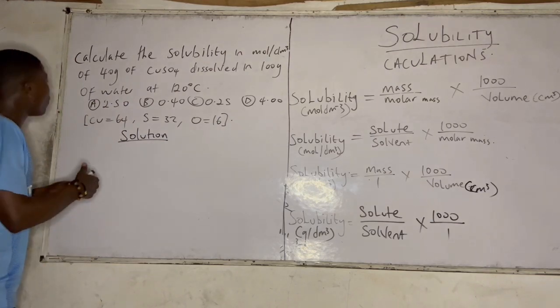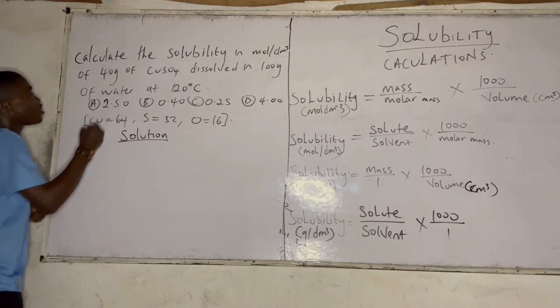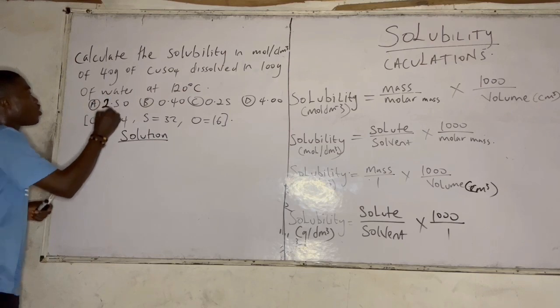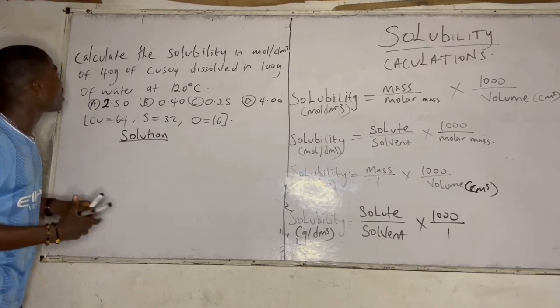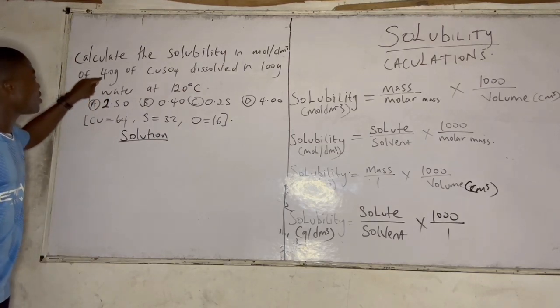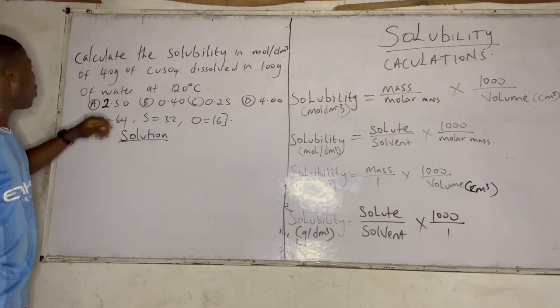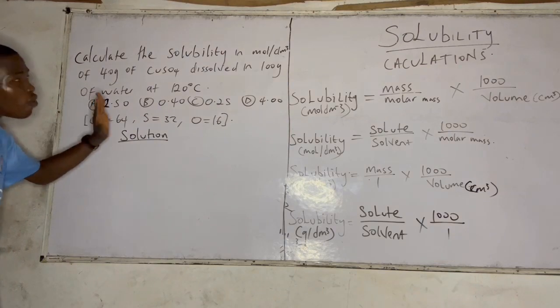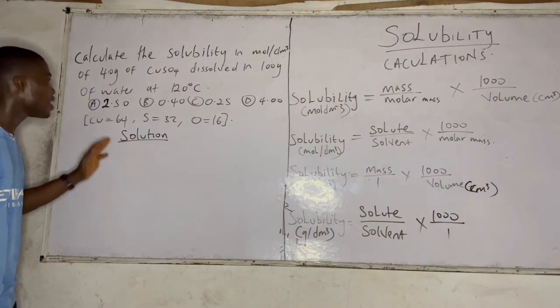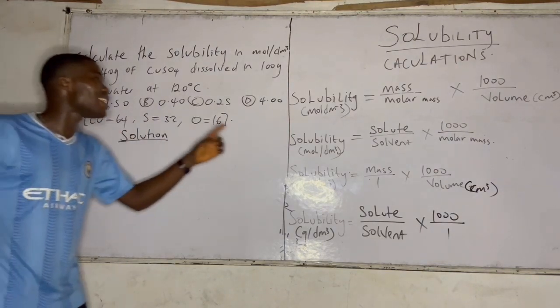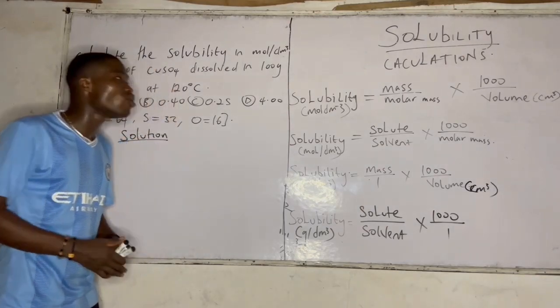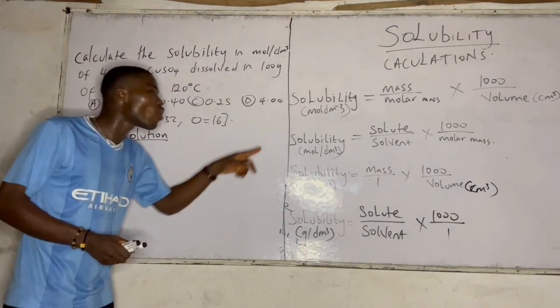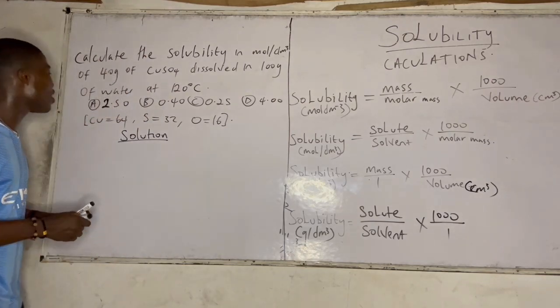So if you see, it's going to be CuSO4 dissolved in 100 grams of water. Now 40 grams of CuSO4 was dissolved in 100 grams of water. Now if you check the question, there's no volume given, no cm³, no dm³. So we therefore apply the second formula. In a case where there is no volume, we apply the second formula. So how does the second formula look?